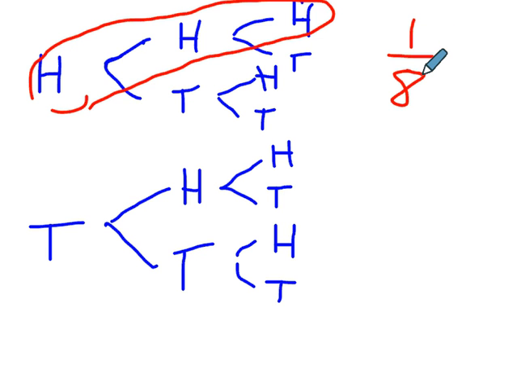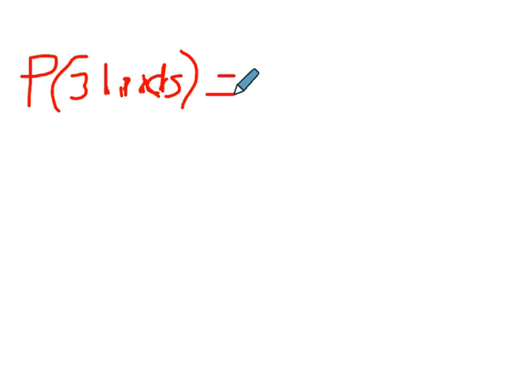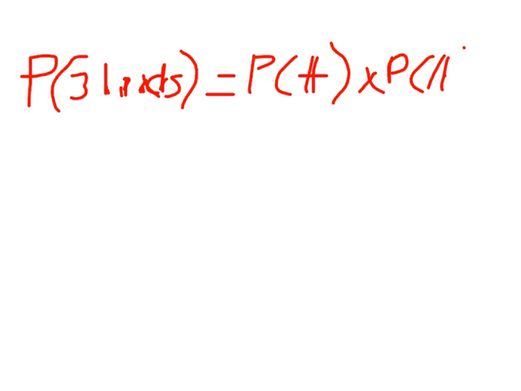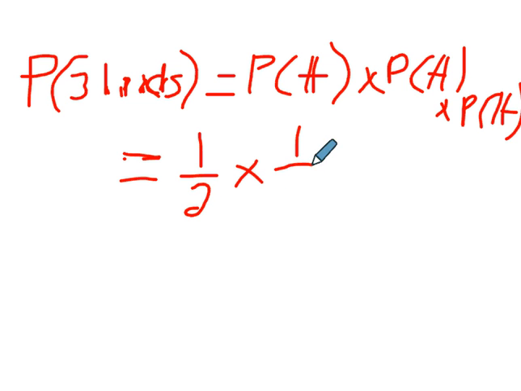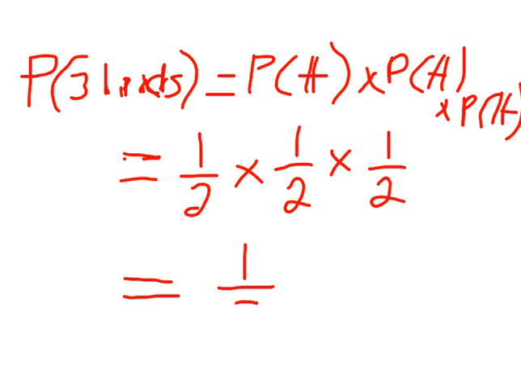Now, another way of showing that would be the probability of 3 heads, let's say. That isn't written very well, that's supposed to say heads. Okay, so that's going to be the probability of heads times the probability of heads times the probability of heads. So when you have independent events, you can just find the probability and multiply them. The probability of a heads is 1/2. The probability of a heads happening again would also be 1/2, and the third time would also be 1/2. When we multiply those, we get 1/8.